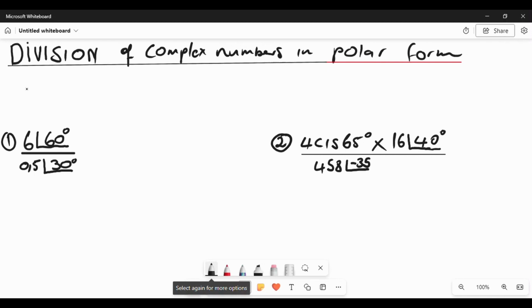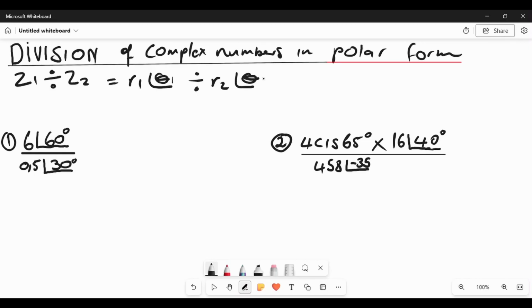All right, guys, before we solve this problem, there is some information that I need to inform you about so that it can help us to solve these two problems. Now, let's say you have two complex numbers, z1 divided by z2, whereby z1 is modulus 1 with an argument 1, divided by modulus 2 with an argument 2. So you can also rewrite this like this: modulus 1 with an argument 1 divided by modulus 2 with an argument 2.